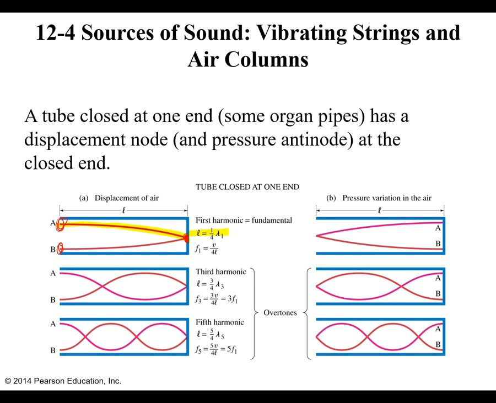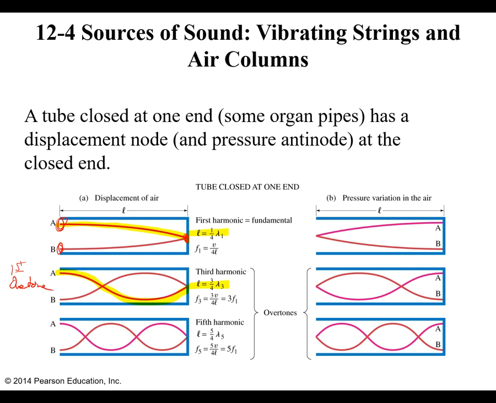The next possible harmonic would be this case. In other words, the next possible harmonic, which we would call the first overtone, would be this case here, where you start at a crest, you go down to a trough, and then you come halfway back up again. That's more than half a wavelength. It's less than a whole wavelength. That is 3/4 of a wavelength right there.